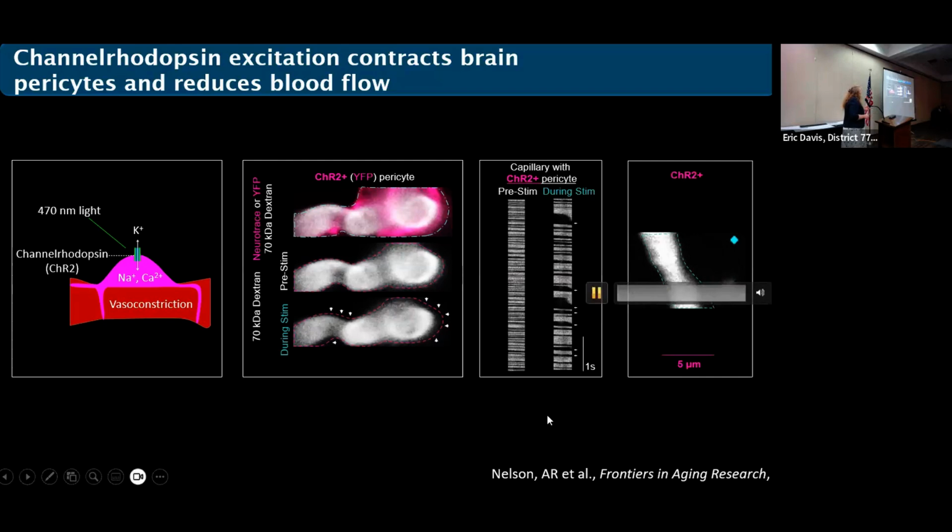So the light blue line that you see is the diameter of the vessel before we excited that. And you can see that, unlike the video I showed you earlier that had these red blood cells flowing through, when we cause that pericyte to contract and clamp down on the vessel, it disrupts blood flow.